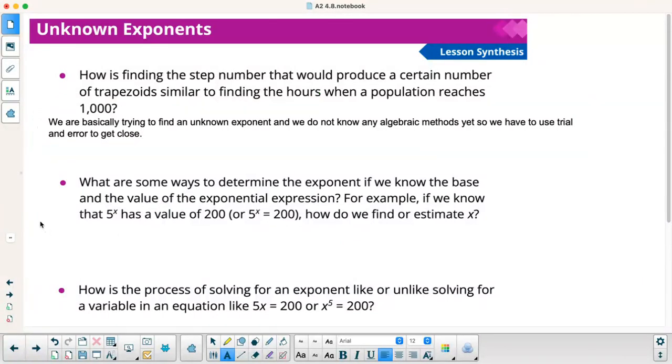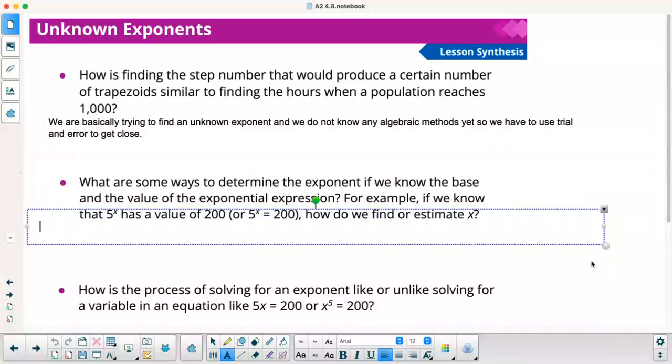All right, what are some ways to determine the exponent if we know the base and the value of the exponential expression? For example, if we know that 5 to the x has a value of 200, how do we find or estimate x? Trial and error numbers for x. It helps if we already have some values to get our guesses closer.